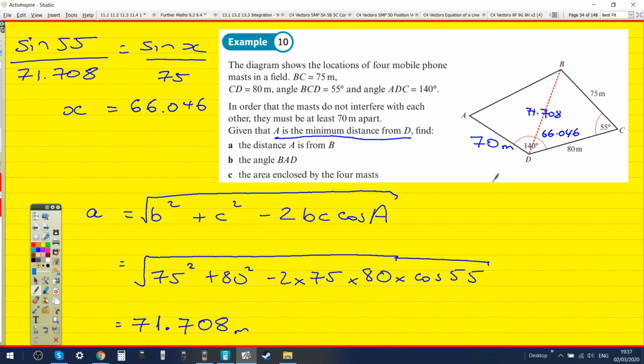And then the missing angle in the triangle, is that what I need to find out now? You could. And so that will be 42.246. Okay. What else?